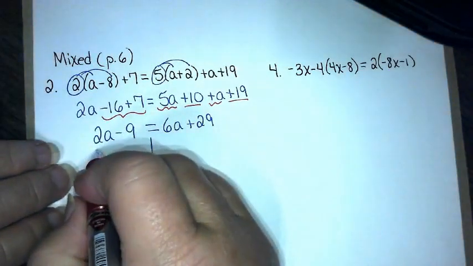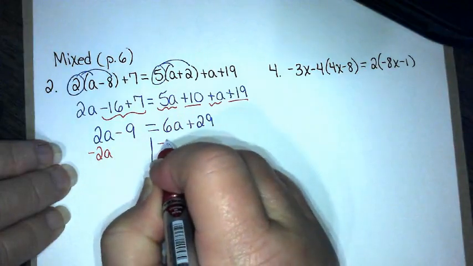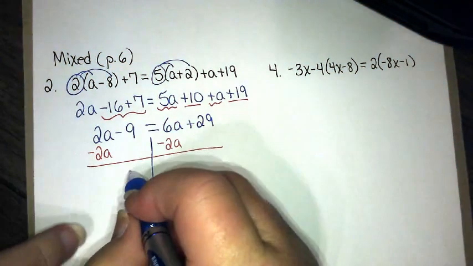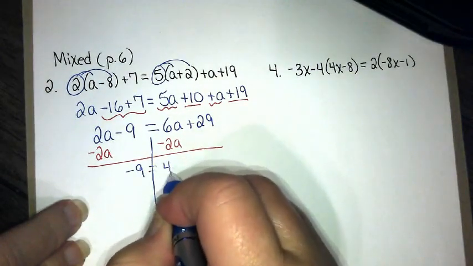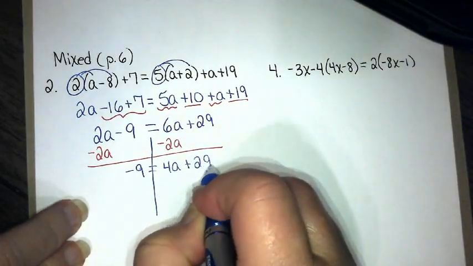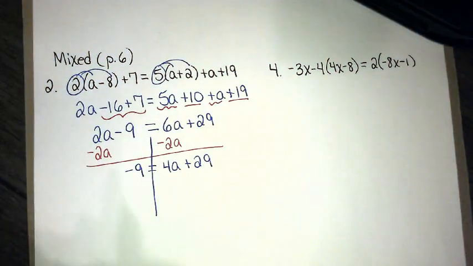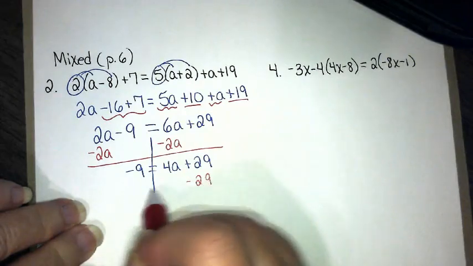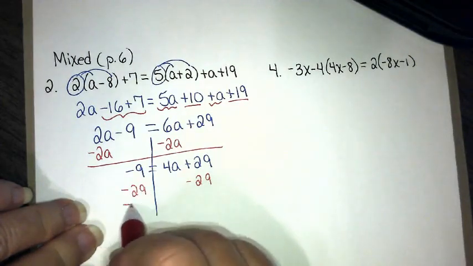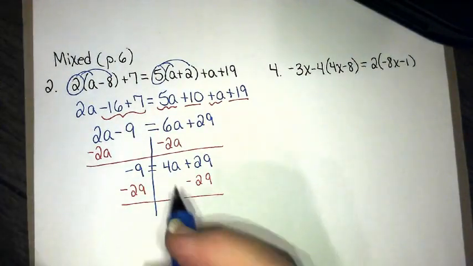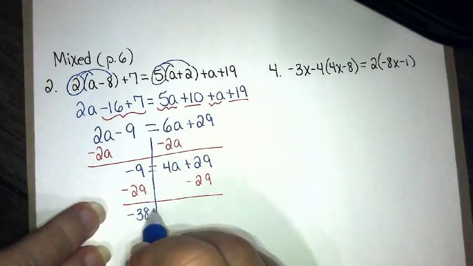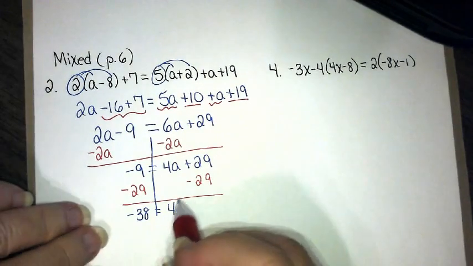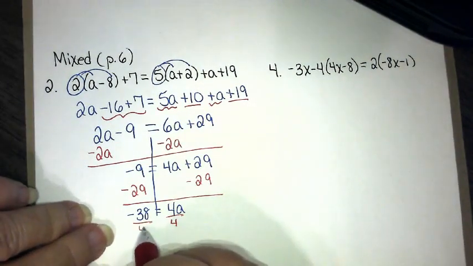So I'm going to go ahead and subtract 2a from both sides. And that will give me negative 9 equals 4a plus 29. And now I'm going to move all my numbers to the other side, subtract 29 from both sides, and I get negative 38 equals 4a. Now the final step is always divide by the number in front of a.